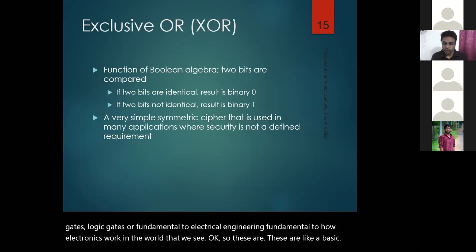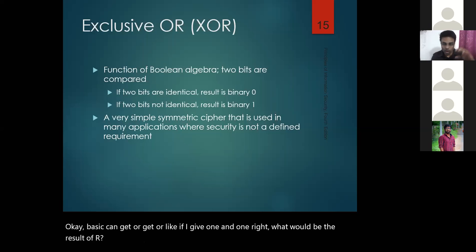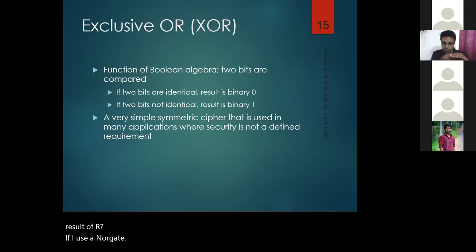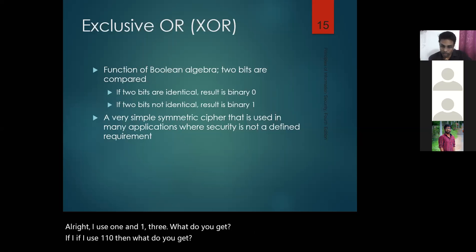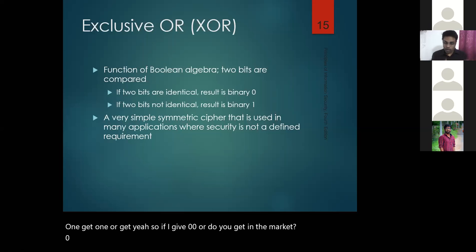Okay, so these are the basic AND gate and OR gate. If I give 1 and 1, what would be the result of an OR gate? 1. If I use 1 and 0, what do you get? 1, in an OR gate. If I give 0 and 0, what do you get in the OR gate? 0. But what we are learning here is an exclusive OR gate.